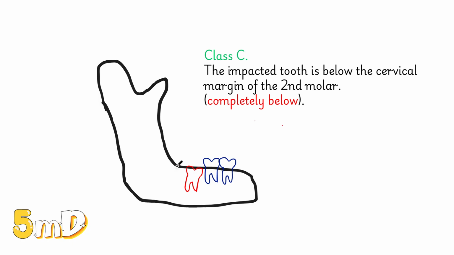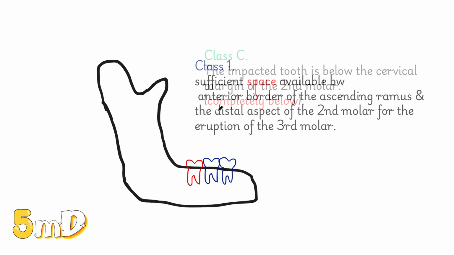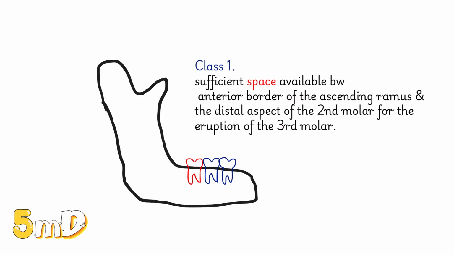In class C, you have the occlusal plane of third molar completely below the cervical line of the second molar. That is, completely below is for class C. You have another class like 1, 2 and 3 which is also a part of Pell and Gregory. Here it means in class 1, there is sufficient space for third molar to erupt. The space available between anterior border of the ascending ramus and distal surface of second molar is sufficient for eruption of third molar in class 1.